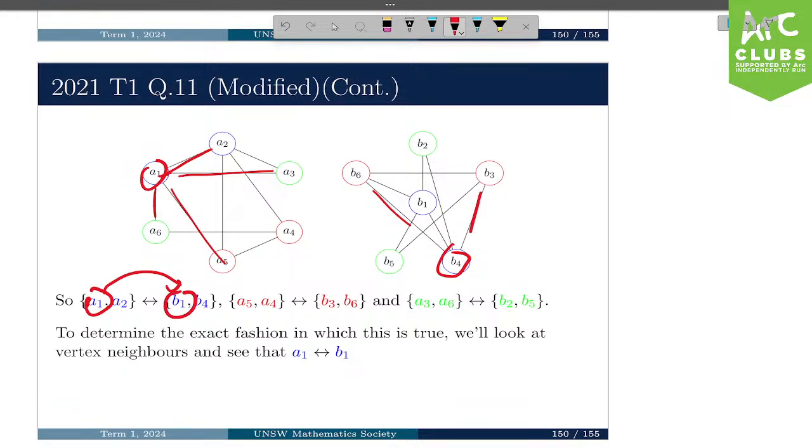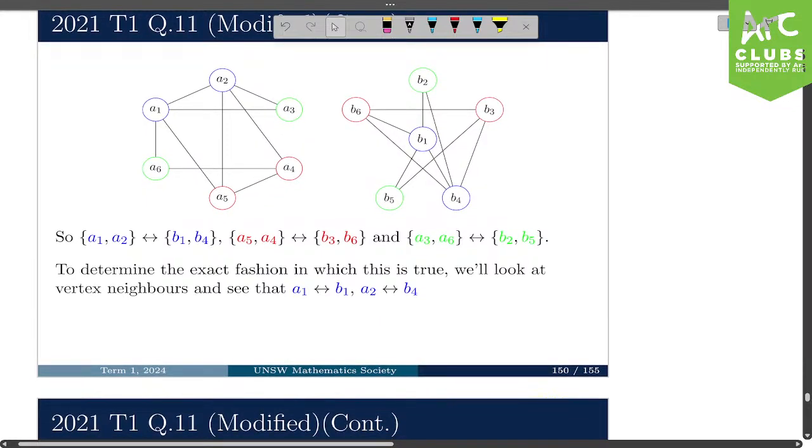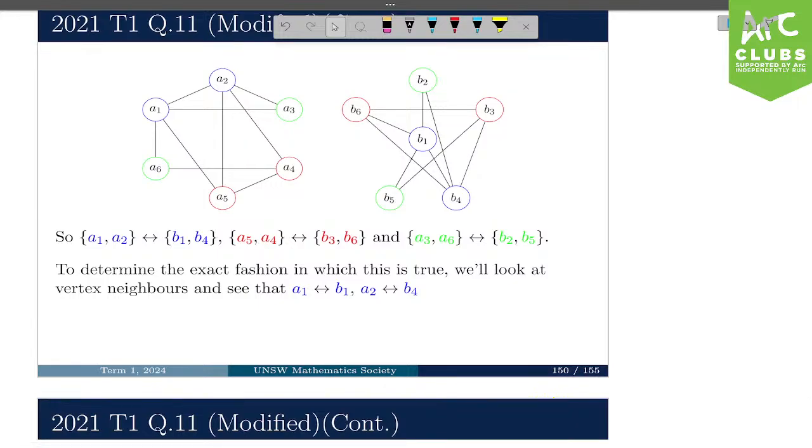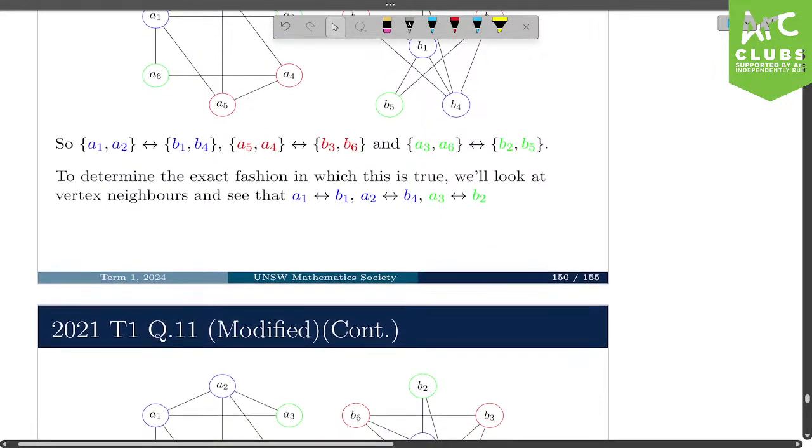And you can see that's probably going to hold, because B1 connects to 2 green vertices, 1 red and 1 blue. We can do a similar thing: if A1 maps to B1, then A2 must map to B4, because that's the only remaining degree 4 vertex. And we can do the same thing for the green vertices.